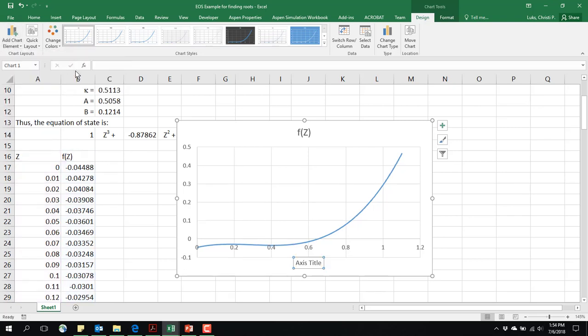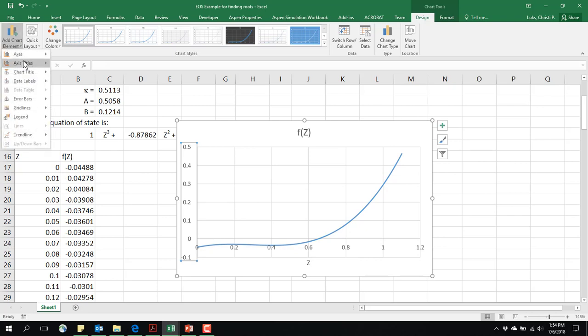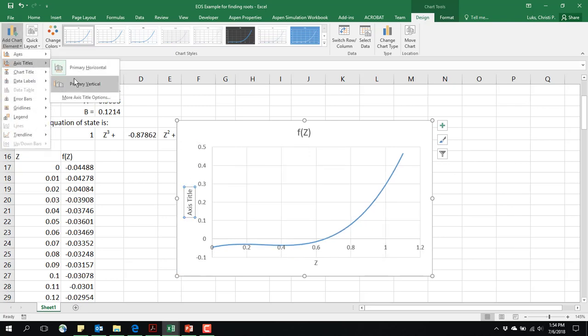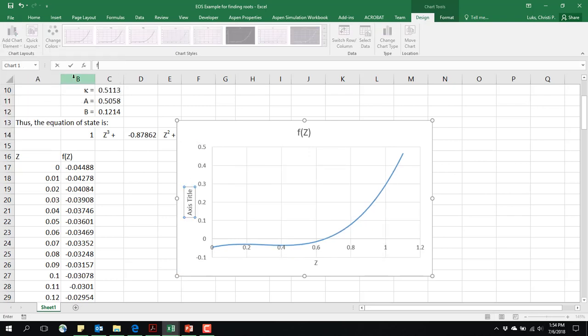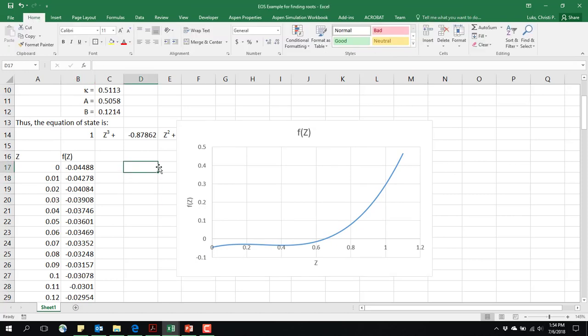My axis across the bottom is Z, and I want to add this. This is my f of Z. Now remember, f of Z was just what I made up, and I'm looking for where it's equal to 0.